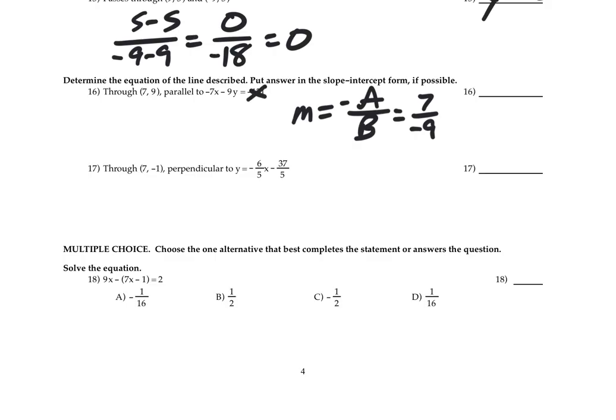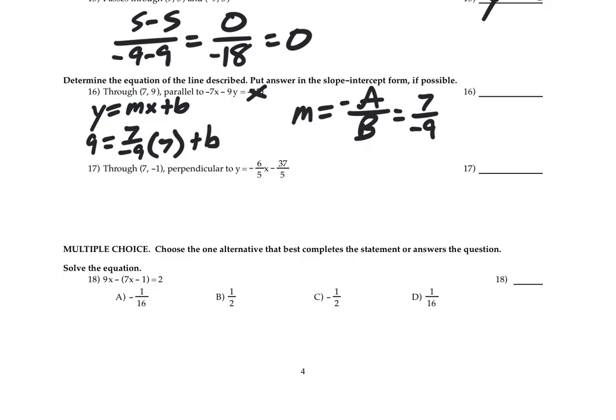And so what I would tell you is you're never going to use that 121. That 121 is like a number that's not even used here. We're going to put it into y equals mx plus b. And we're going to use the ordered pair that they give us. So we're going to go 9 equals 7 over negative 9 times x. And then we have to solve for b.